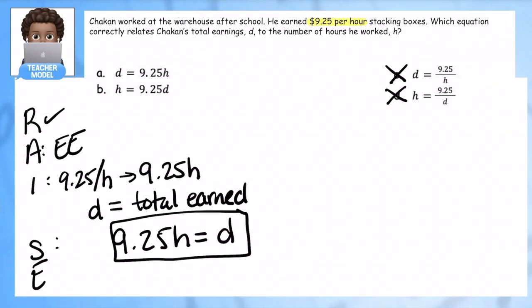Okay, but I also see it right here. D is equal to 9.25 times H. So I found the expression. And on the other side, again, I can eliminate that one because it's 925 times the hours, not times what he makes in all. All right, so hit pause so you can jot this one down into your notes and we'll get to some practice.